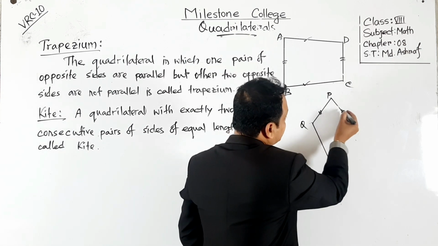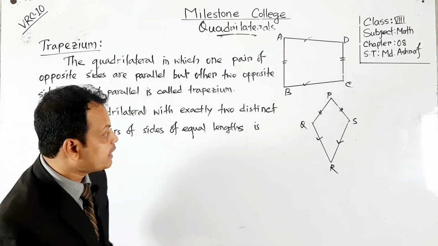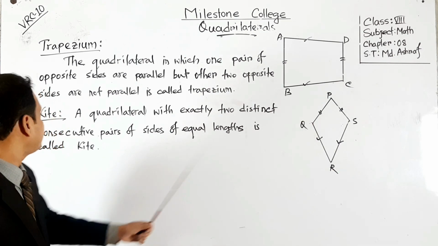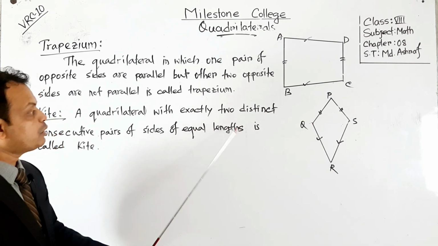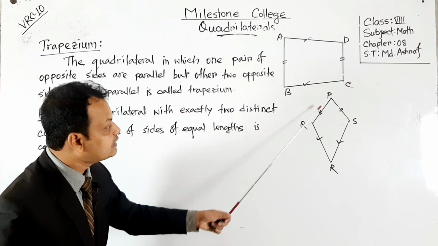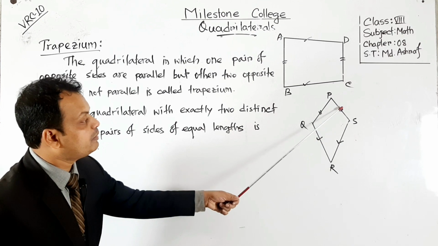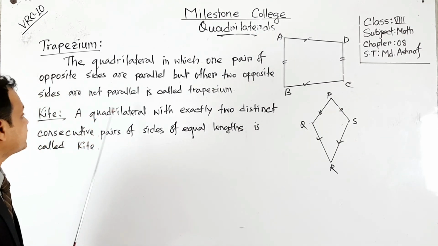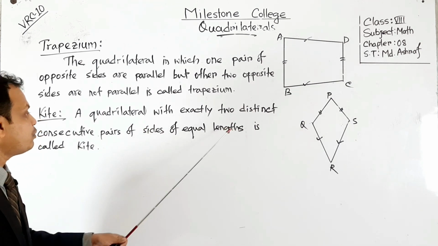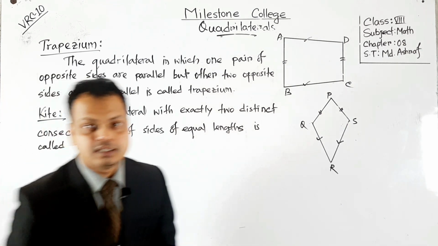So the lengths of these two sides will be equal and the lengths of these two sides will be equal. So from here we can tell that a quadrilateral with exactly two distinct consecutive pairs of sides of equal lengths is called a kite. So these are the two pairs, and their lengths will be equal. Two sides' length will be equal to two sides' length. That's why it says that a quadrilateral with exactly two distinct consecutive pairs of sides of equal lengths is called a kite. So dear students, we have learned different types of quadrilateral with figures.